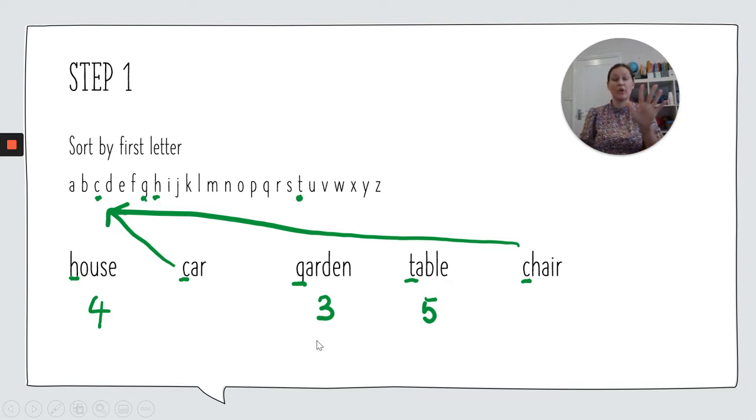I have 5 words in this list, so I know that T is going to be number 5, last. I know that H is going to be second last. That's going to be house, number 4. That G looks like it's the third one, but I've got 2 words that start with C. Let's have a look at what we do if that happens in step 2.